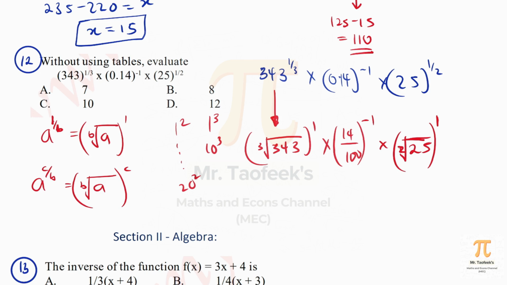It's going to help your calculation a lot faster, okay? Very quickly, the cube root of 343 is 7, which basically means 7 times 7 times 7, which gives you 343. So the cube root of that is basically 7.